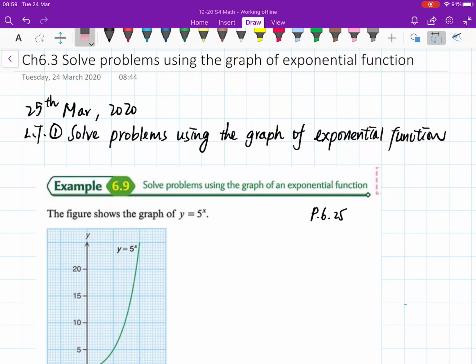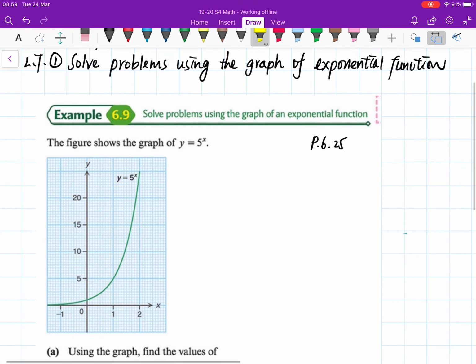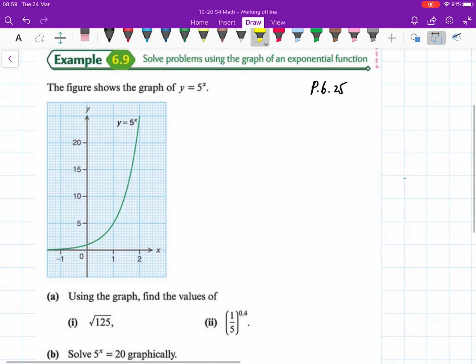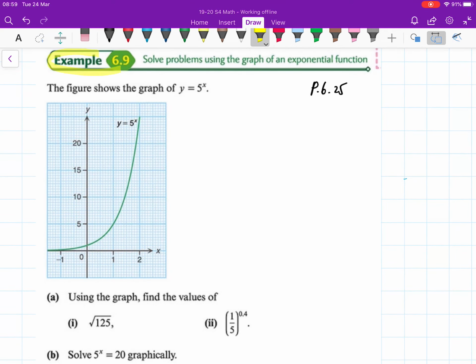Hi everyone, today we are going to continue on section 6.3. So please turn to a new page of your notebook. Write down the date of today and the learning target: solve problems using the graph of exponential function. Okay? And for today we will talk about one example, that is example 6.9 in your textbook, page 6.25.